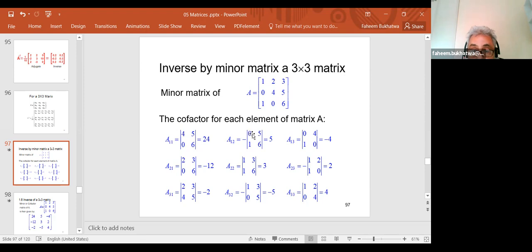What value will it have? 0 times 6 is 0. 1 times 5 is 5. So 0 minus 5, it's minus 5. And with the minus becomes plus 5.